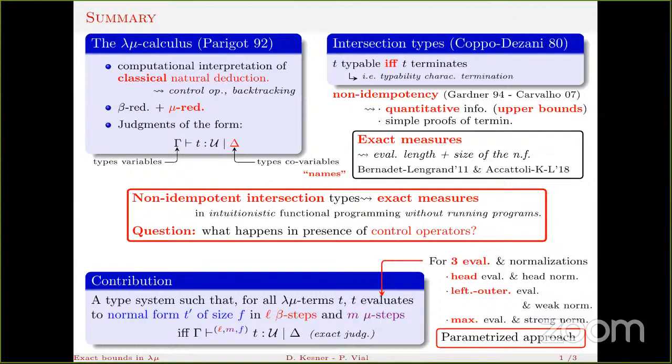Eventually, we obtained a type system with annotated judgments, which allowed us to capture exact measures of evaluation. We have the 3 letters L, M, and F in colors which correspond to the number of beta steps, mu steps, and the size of the normal form. If you have read the paper, not all judgments are able to characterize that, but only a subclass which are called exact judgments. And we did that for 3 evaluation strategies, which are associated to 3 different notions of normalization: head normalization, weak normalization, and strong normalization.